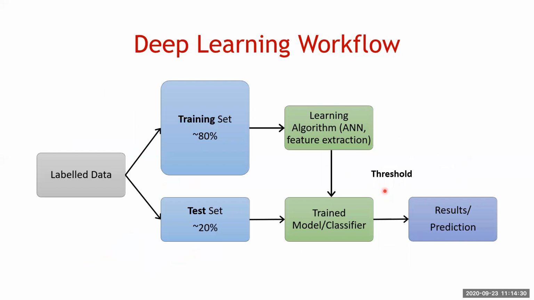The workflow of deep learning, very simplistically: first you have your labeled data, as I mentioned, and then you split it into the training set and test set, always in favor of the training set. Not always 80-20, it could be 60-40, but that's the generalization. The training set's always larger. Then it goes to whatever learning algorithm you've chosen, some artificial neural network for example, and it would train a particular model or classifier.